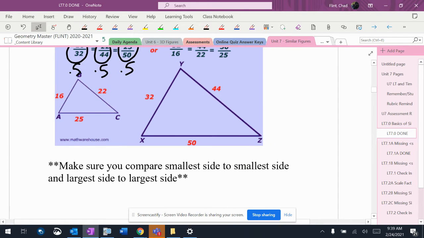All right, the one thing to pay attention to is you have to make sure that you're comparing the sides in an intelligent way. So 16 is the smallest side of that little triangle. It wouldn't make any sense to compare it to 44 because that's not the smallest side of that triangle. We would compare the 32 because that's the smallest side of that triangle. Likewise, we would compare the 25, which is the largest side, to the 50, which is the largest side. And then the 22 would go along with the 44. So make sure you do it in a way that makes sense.